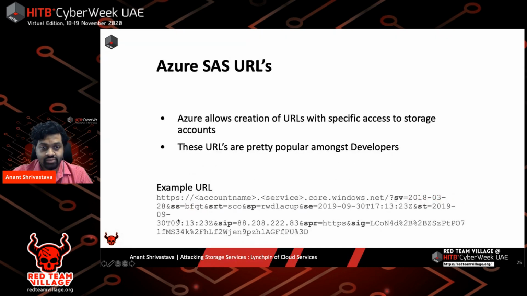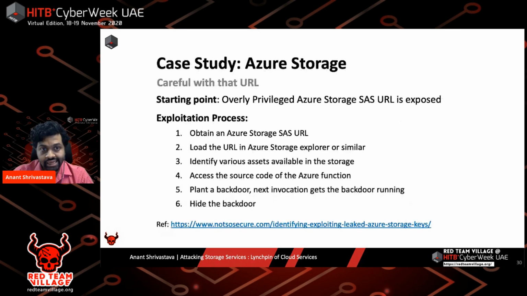So SV, SS, SRT, SP till SIG, all of this would remain as is, because contrary to what people might think, SAS URLs are container-level or storage-level URLs. They are not URLs pointing to one specific resource. So even though you might have a URL pointing to a JPG or a PNG file, the same URL with the same signature would give you access to the entire storage.